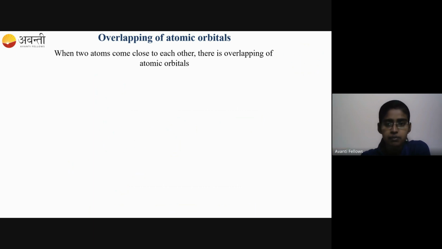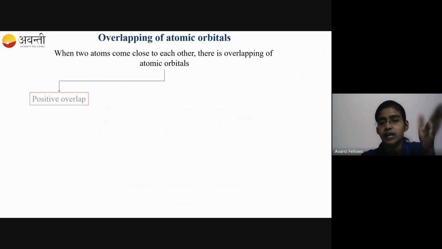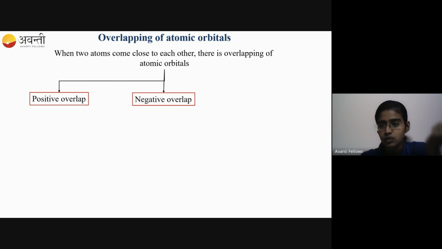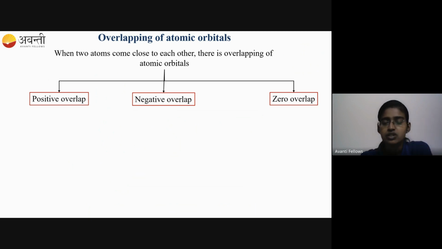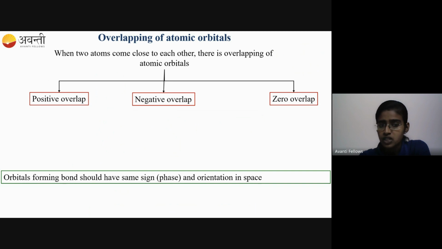During this overlapping, we have three types of overlapping that are seen. One is positive overlap, the other one is negative overlap, and the third is zero overlap. Now, what is positive, negative and zero? We'll discuss one by one. Orbitals forming a bond should have the same phase, that is, the same sign and orientation in space. If two orbitals have to come closer and form a bond between them, they should have the same sign. Both should have positive sign or both should have negative sign, and they should have the same orientation in space. Then only they can overlap and form the bond.